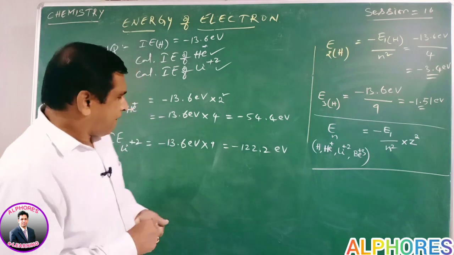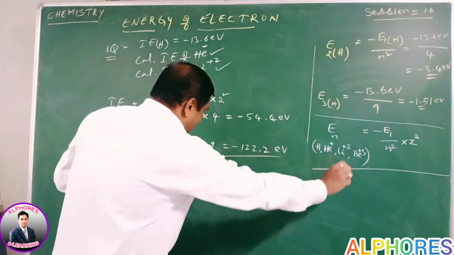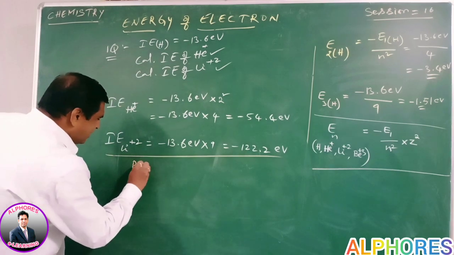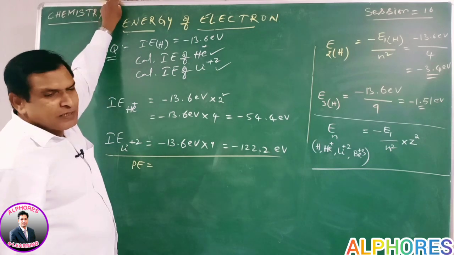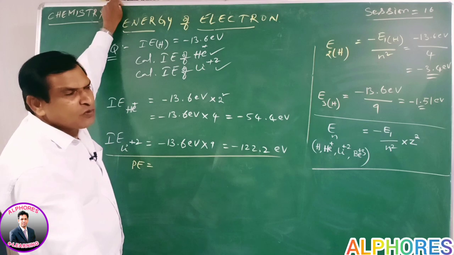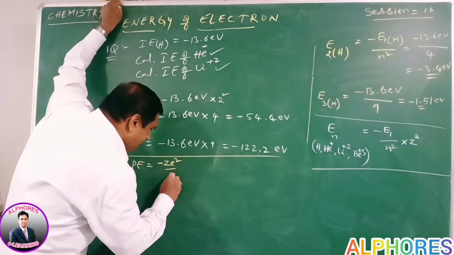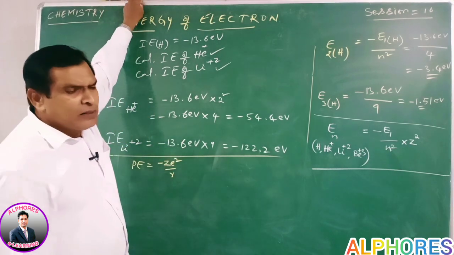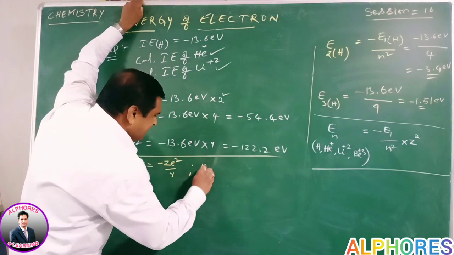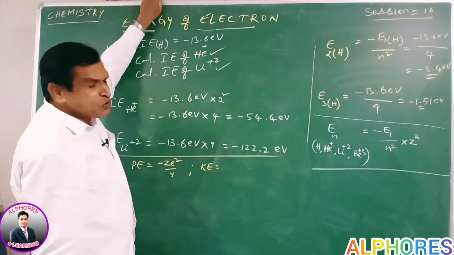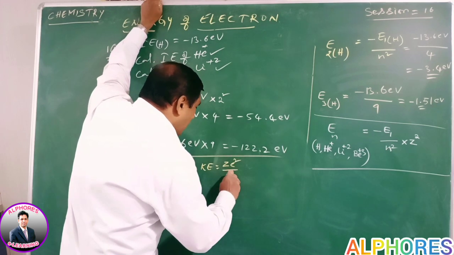Like, what is the potential energy of the electron? Potential energy of the electron is given by, did you remember that? Potential energy is equal to minus ZE square by R, and kinetic energy of the electron is given by half mv square. So that is given as ZE square by 2R.